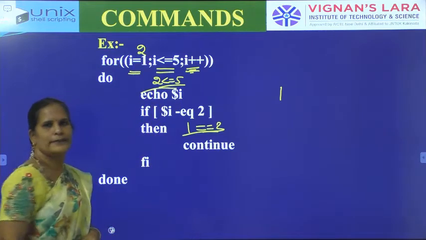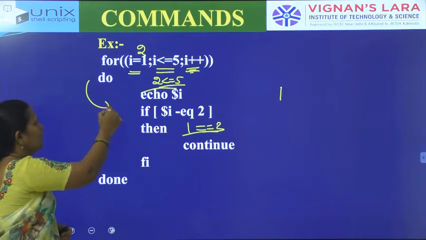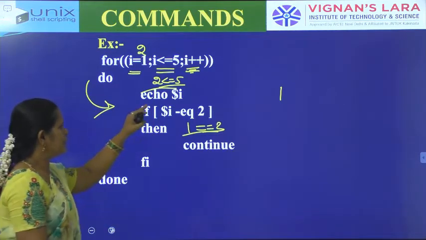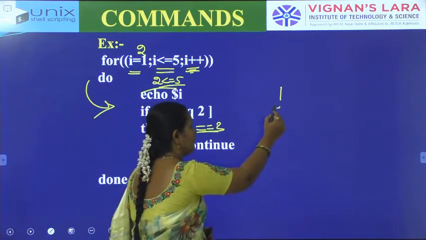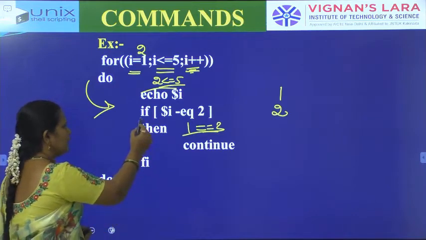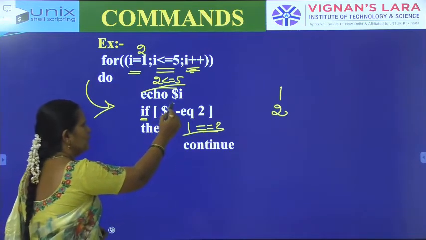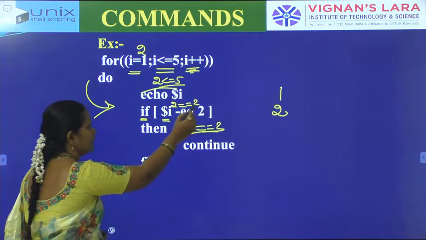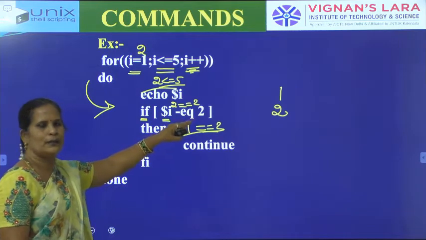You have to use the continue statement and then the control comes inside the loop. So what is the first statement? Echo $i. New value of i is equal to 2, so 2 will be printed. So these two are the break and continue statements that are specified within a loop. Based on the condition return value, it is going to be executed.